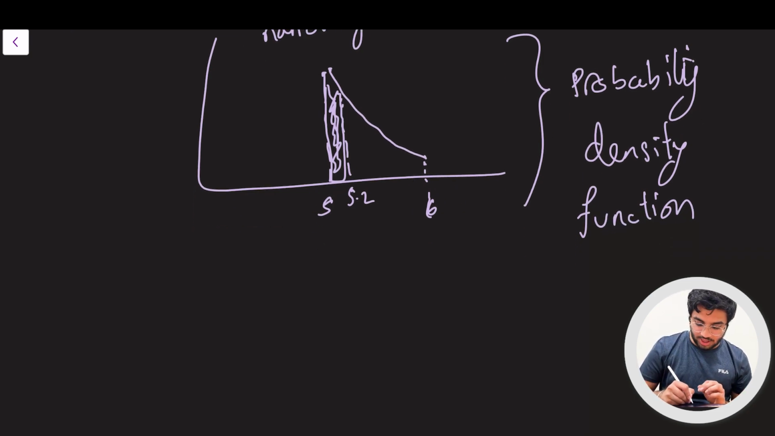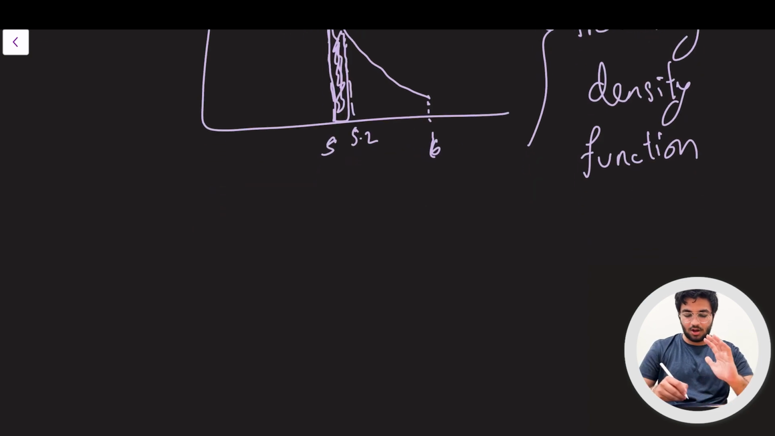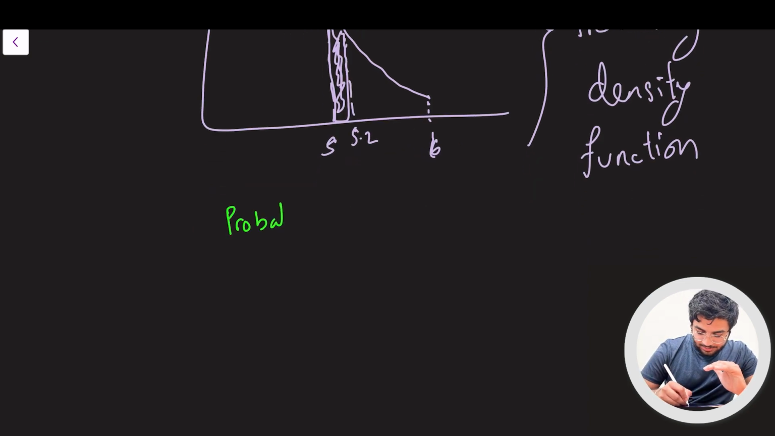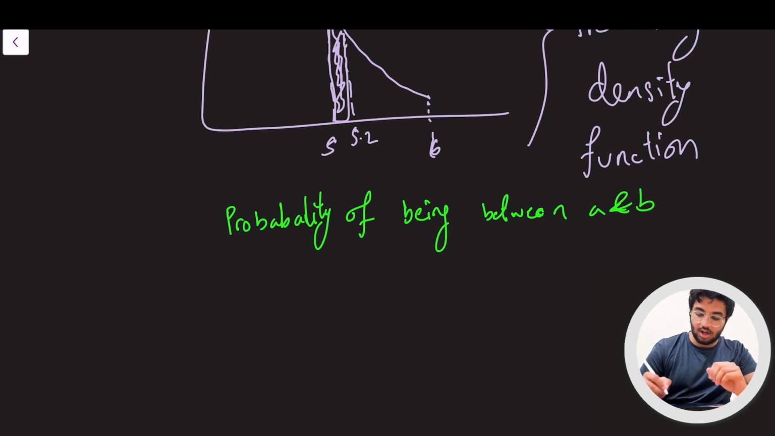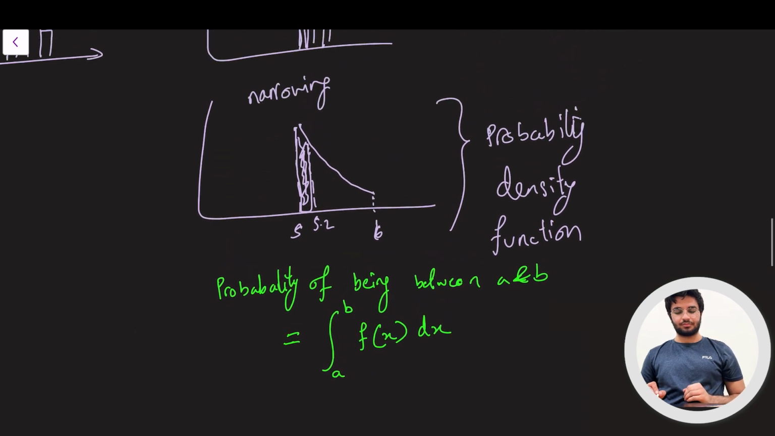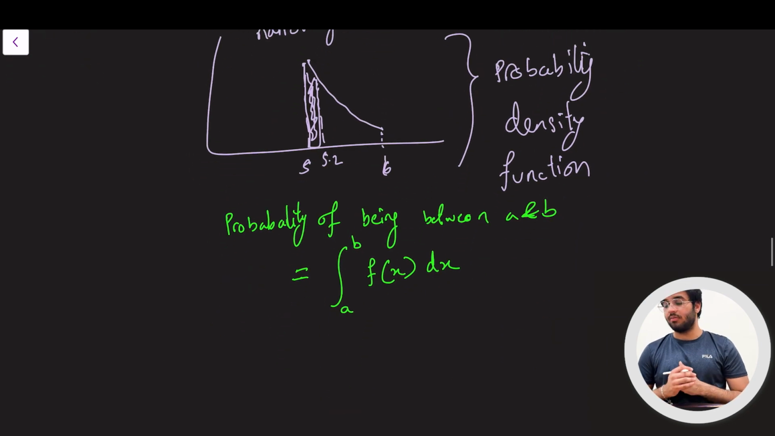Okay, so I'll just write that down in a different color so it stands out. So the probability of being between A and B for a given probability distribution function is equal to the integral, so the area under the curve, from A to B of the probability distribution function. Okay? Very important thing. And that is going to basically change everything from this point onwards.